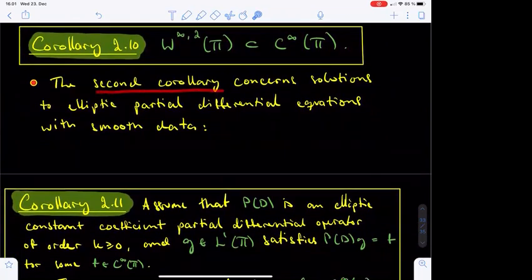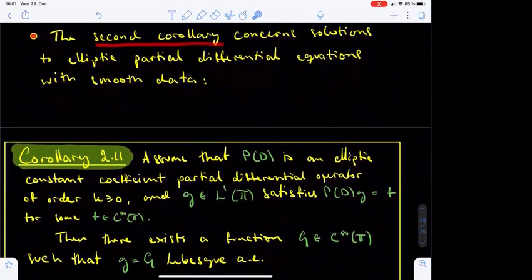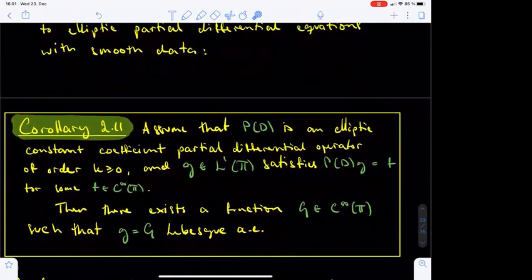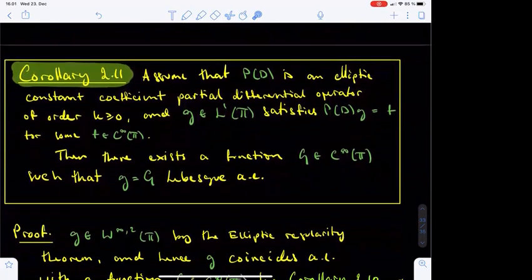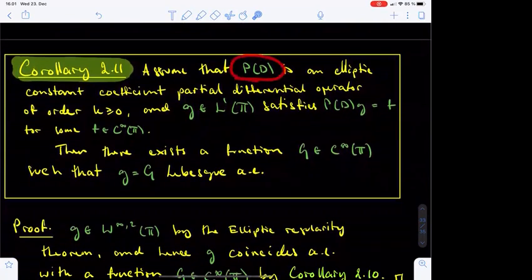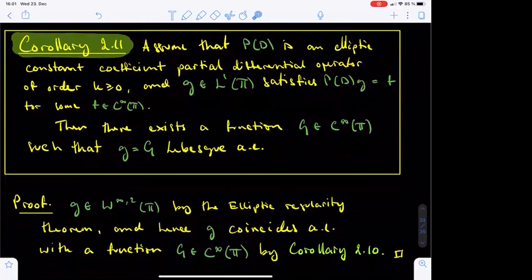The second corollary, Corollary 2.11, concerns the solutions to elliptic partial differential equations with smooth data. Let P(D) be an elliptic constant coefficient partial differential operator of order at least 0. Assume that the 2π periodic function g satisfies the equation P(D)g equals f for some smooth data function f. Then there exists a smooth function big G which coincides with g Lebesgue almost everywhere.